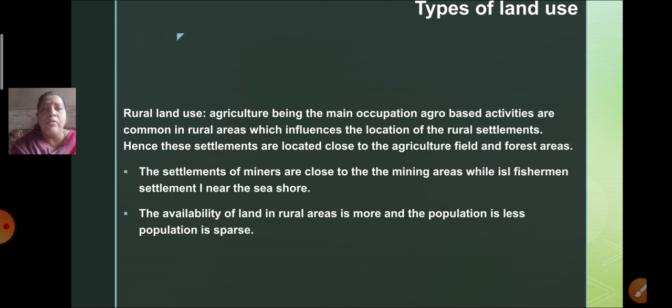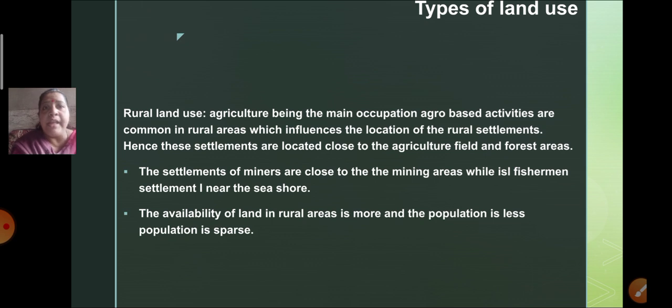Now let's learn about the types of land use. There are many types of land use. The first one is rural land use. Firstly, we'll talk about rural land use. Now, if I ask you children, what is the use of land in rural areas? Mainly, agriculture is the main occupation in rural areas. So the first thing that will come to your mind is that agriculture is done on rural land.